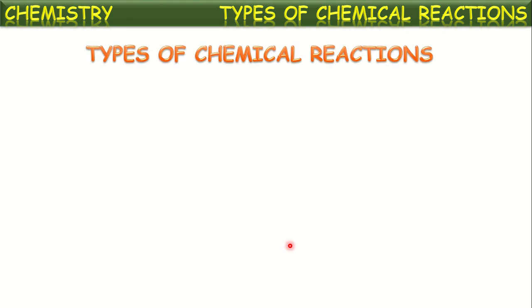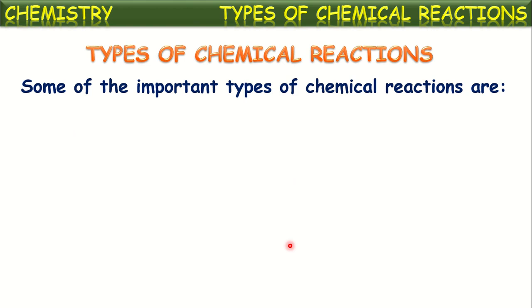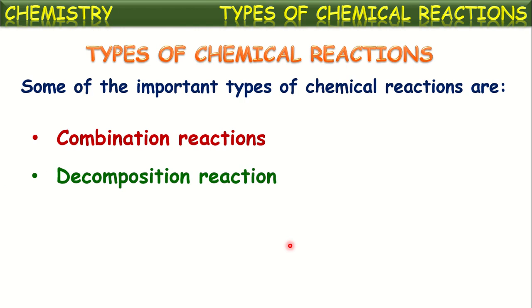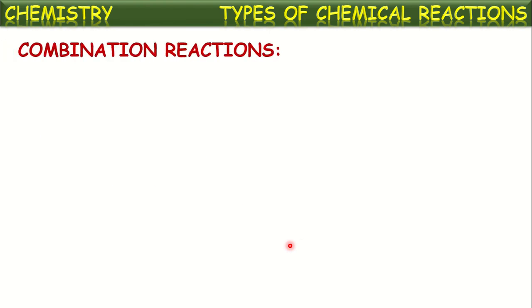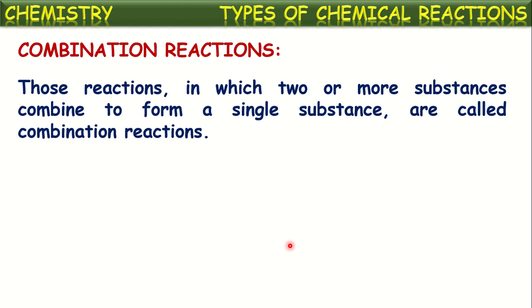Now let us see different types of chemical reactions. Here let us see some important types of chemical reactions. They are combination reactions, decomposition reactions, displacement reactions, and double displacement reactions. Let us say about these one by one. First among those is combination reactions.